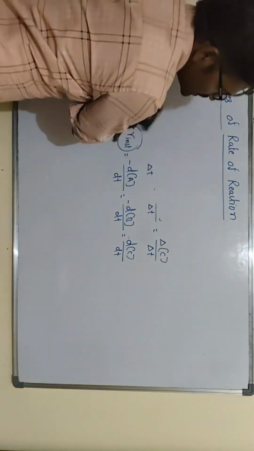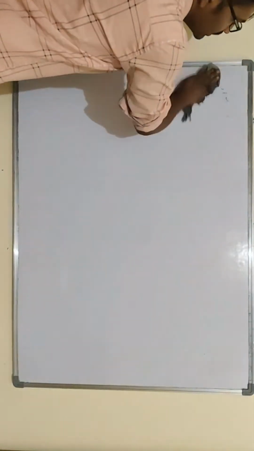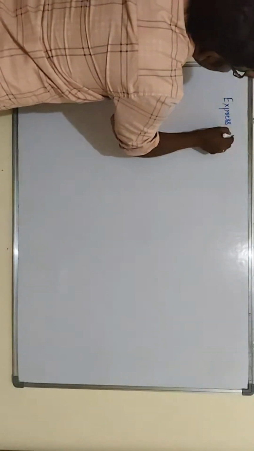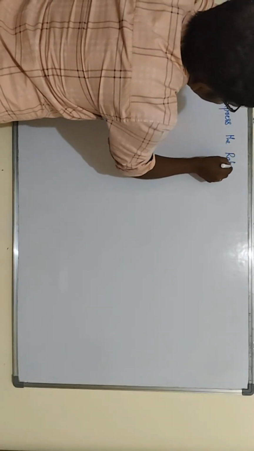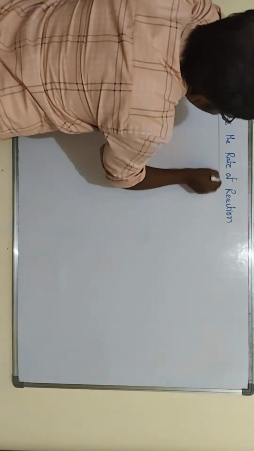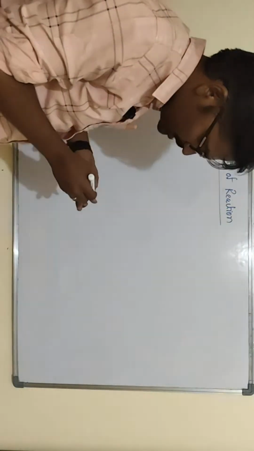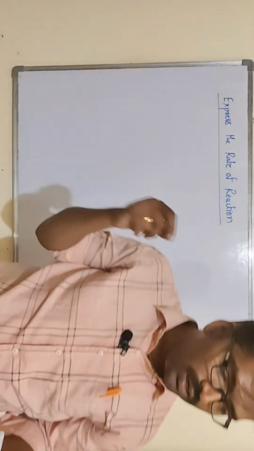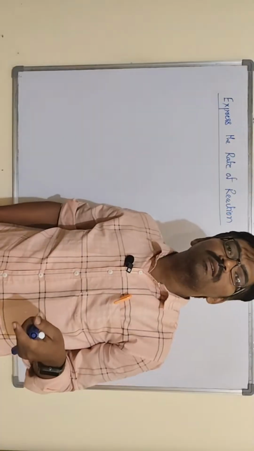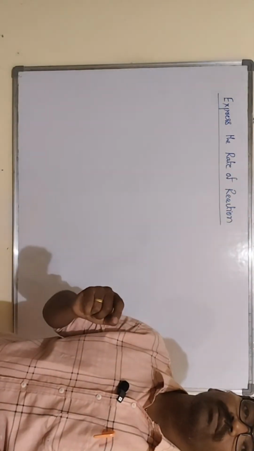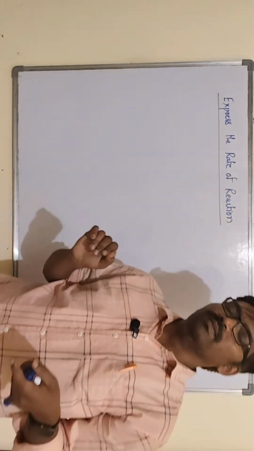So to express the rate of reaction, first you have to remember that during the reaction, with the progress of time, the concentration of reactants decreases, so you have to take a negative sign. The concentration of products increases, so we have to take a positive sign.